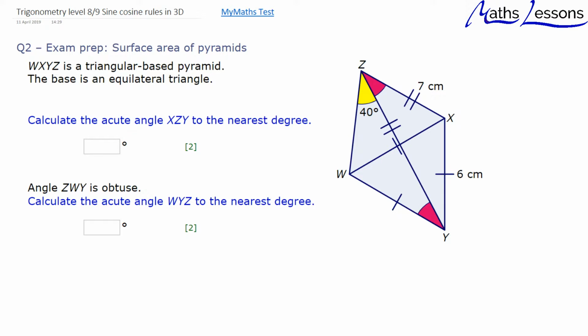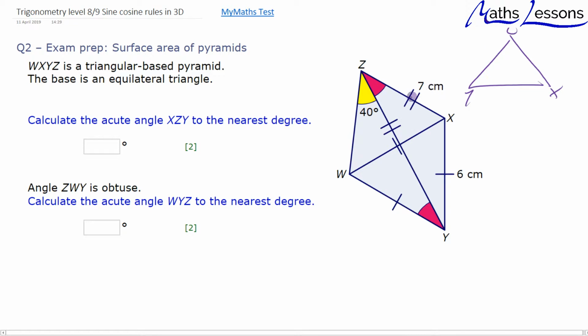Let's look at this question here, and we've got to find the acute angle x, y, z, and we're going to look at this triangle here. So let's just draw that out. So I'm going to draw out this triangle, x, y, z, and that's equal to that. They're both 7. So that side and that side is 7, and this side is equal to 6. And we want to find the acute angle x, y, z here to the nearest degree.